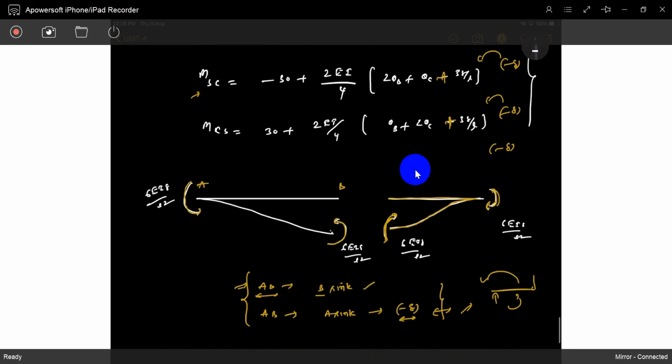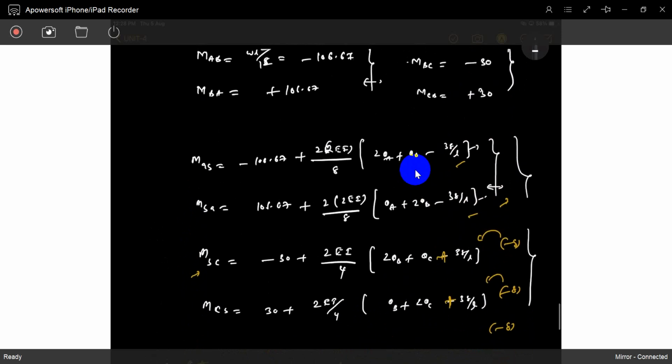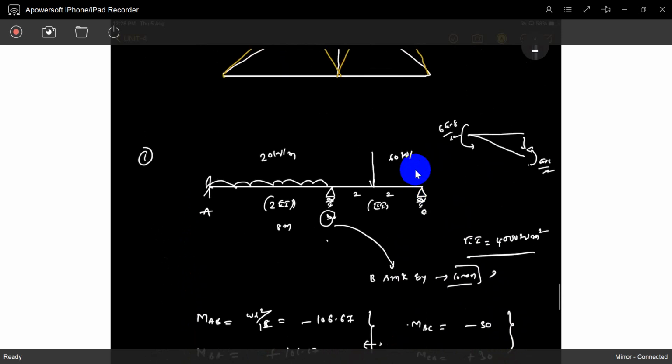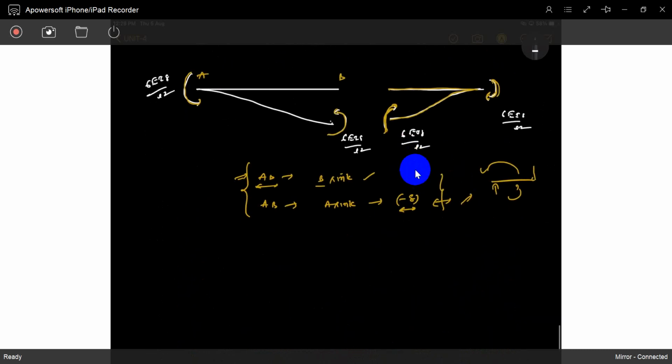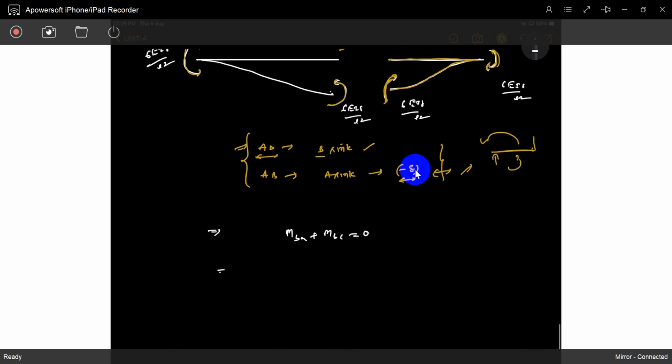Okay, how can you solve, sir? See how many indeterminacies there are: theta B and theta C, two indeterminacies. So we require two equilibrium equations. What are those equilibrium equations? Joint equilibrium equation at B: MBA plus MBC is 0. The other equilibrium equation is bending moment at C is 0, because C is a hinge joint.